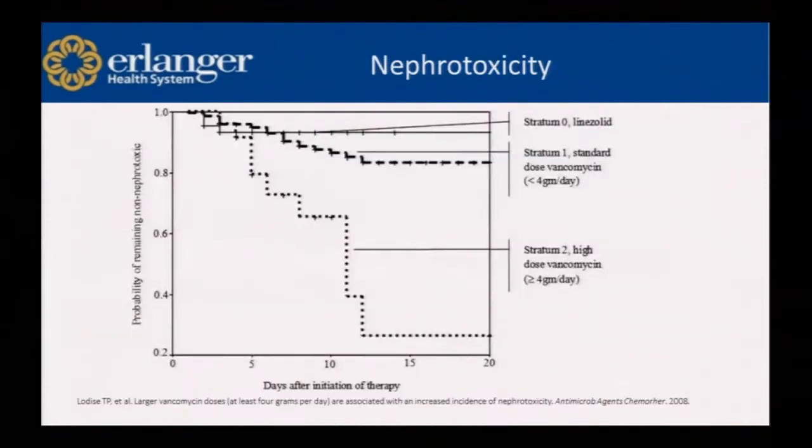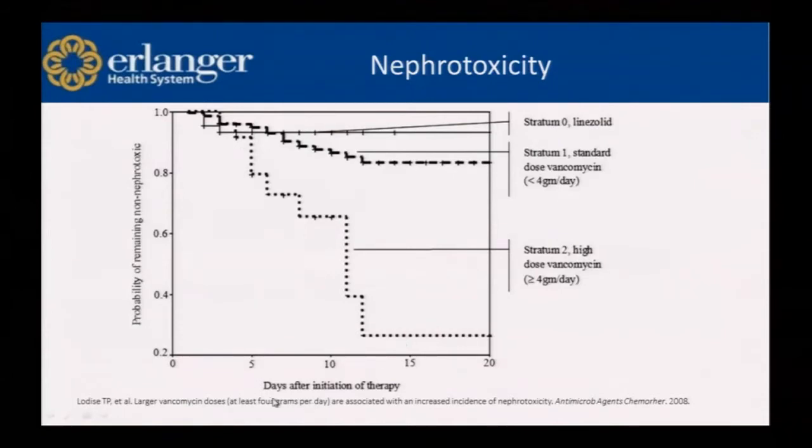And then here's a graphical representation of what they found in their study when comparing linezolid, low-dose vancomycin, and high-dose vancomycin at greater than 4 grams a day. As you can see, the dotted line on the bottom is our vancomycin high dose greater than 4 grams a day. And at about 5 days of therapy, you start to see a pretty big drop in the percent of patients who remain non-nephrotoxic.